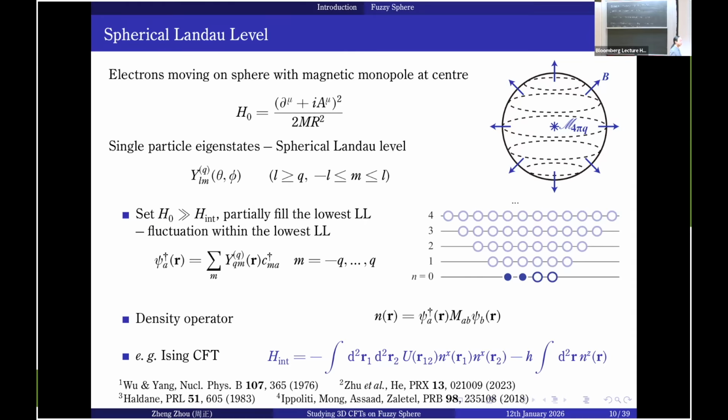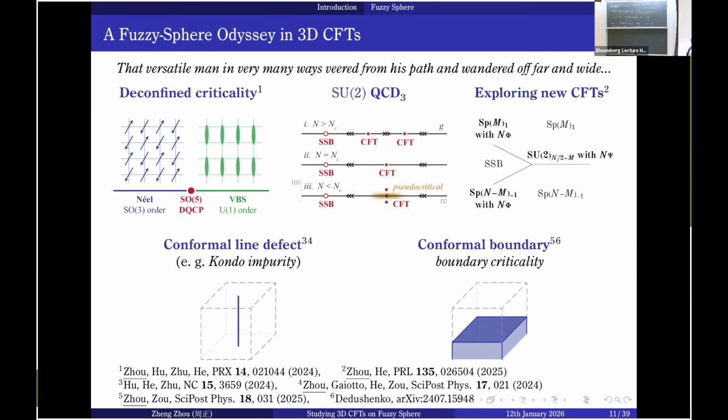Okay, so this is the simplest example. Using the fuzzy sphere, we have studied many CFTs that people had no idea how to study before. For example, we have studied the SO(5) deconfined criticality. We have determined that its nature is pseudo-critical and it has approximate conformal symmetry. What does pseudo-critical mean?